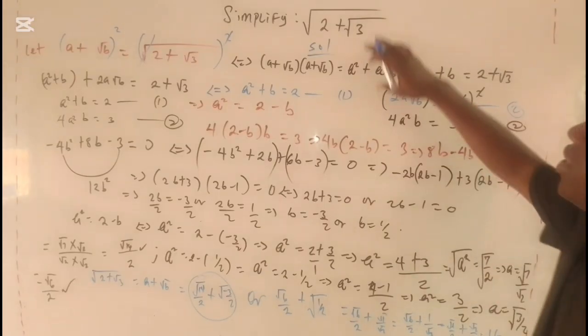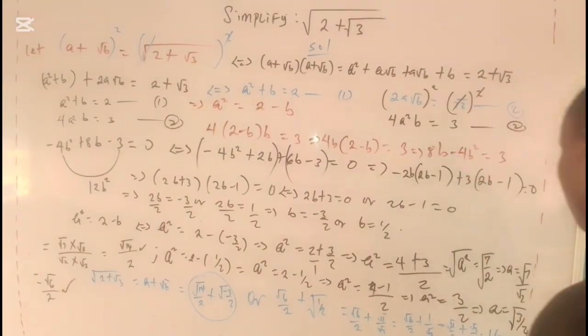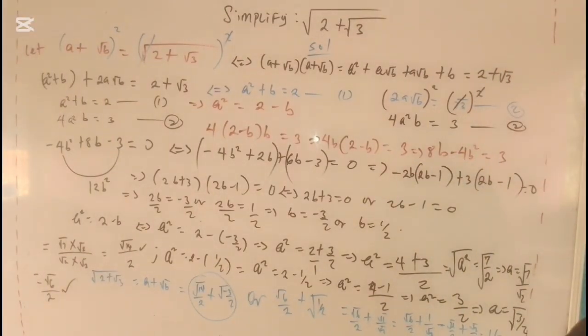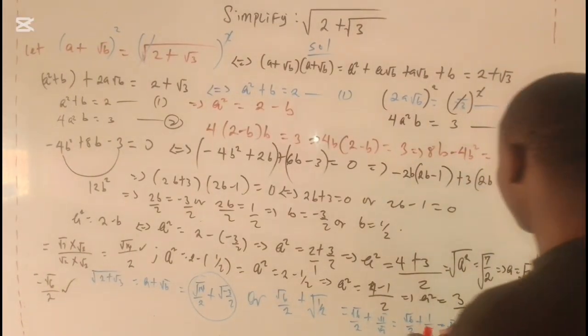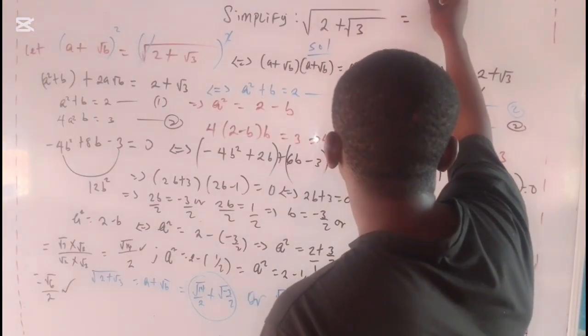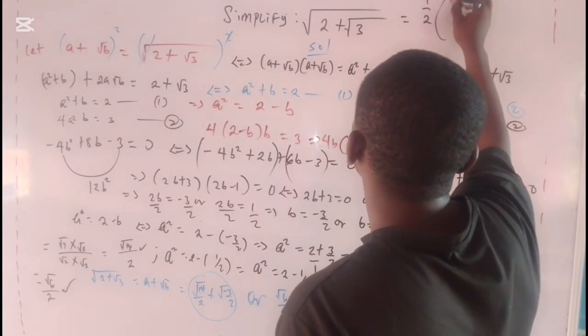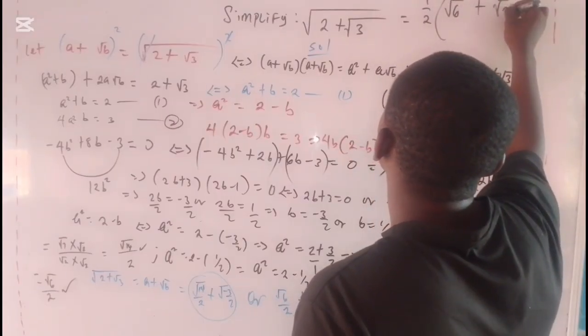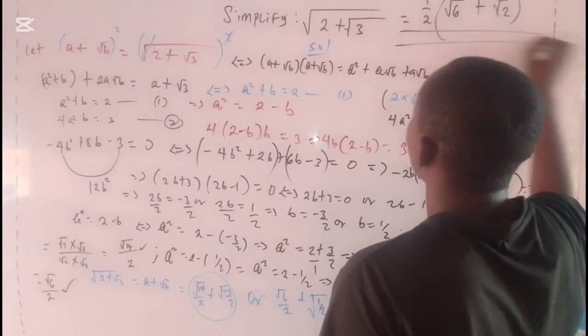So definitely we find the square root of 2 plus root 3. So we're going to have 1 over 2 into brackets square root of 6 plus square root of 2. So that is the answer to the question.